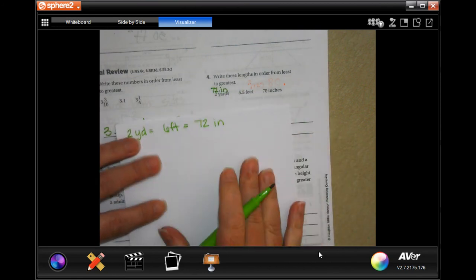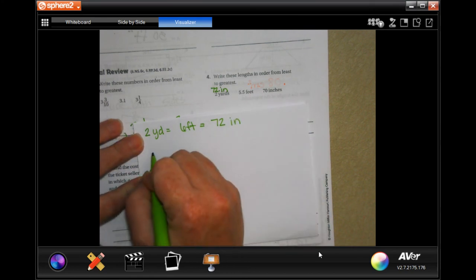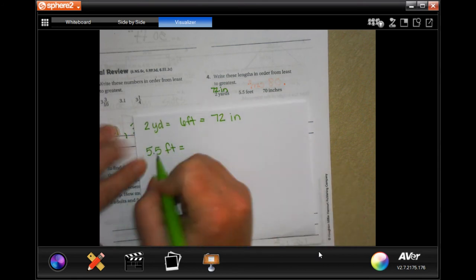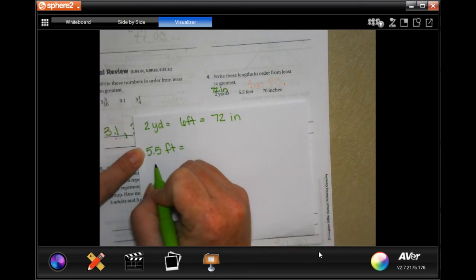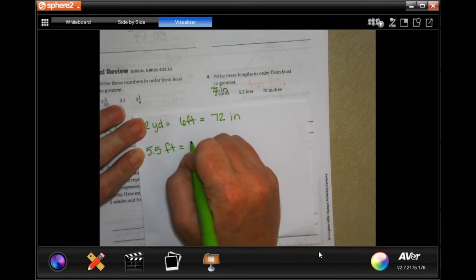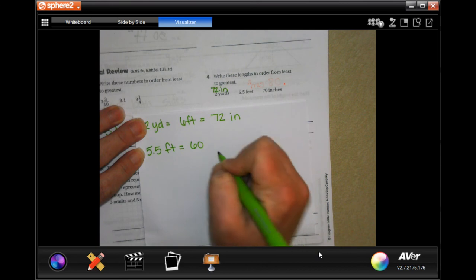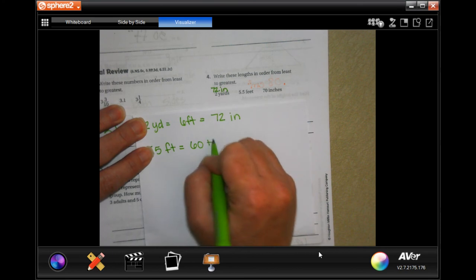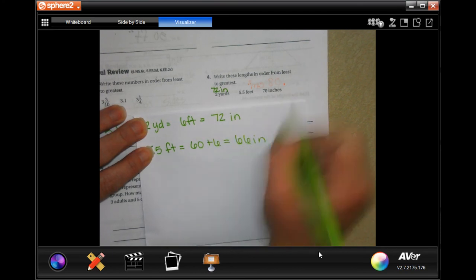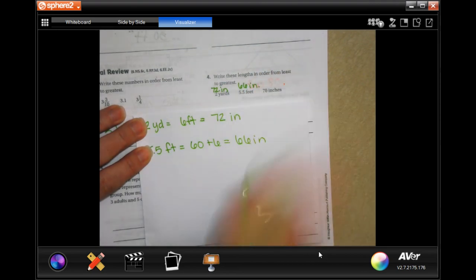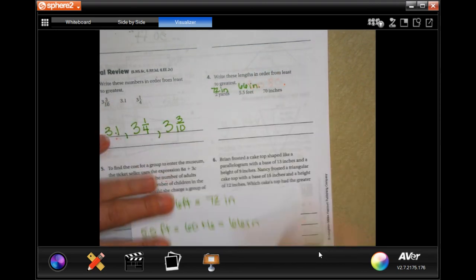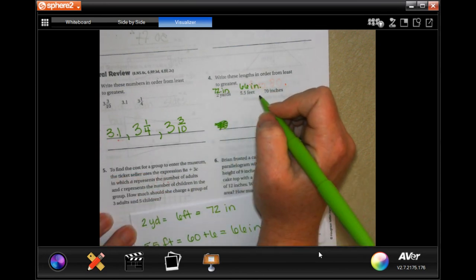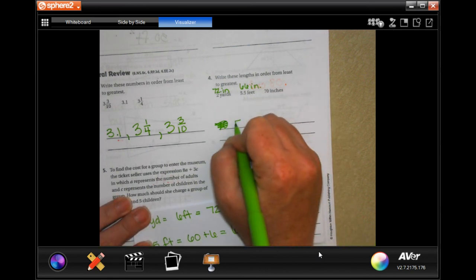Now, 5.5 feet. Well, to get 5 feet 2 inches, well, that would be 60 inches plus the half of a foot, which is going to be 6 more. So that's 66 inches. And then we have 70 inches. So from least to greatest, we're going to have 70 and, oh, nope, sorry, my bad. 66 inches, right? Which is going to be the 5.5 feet.